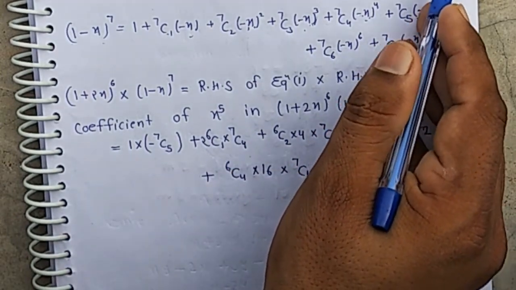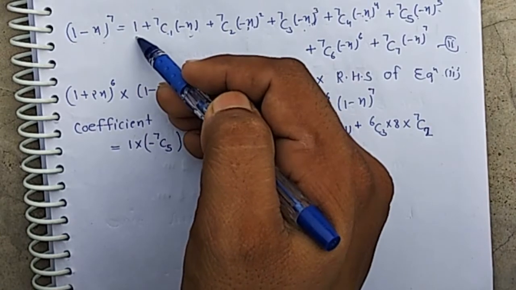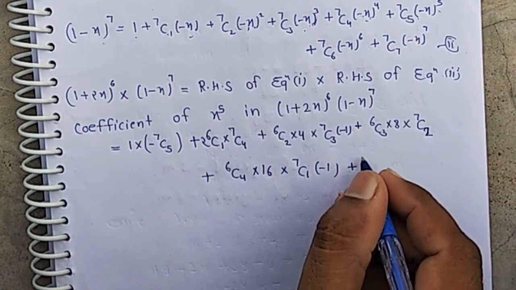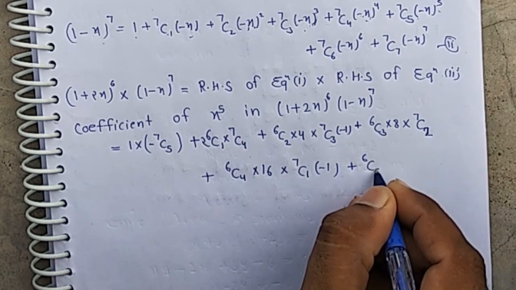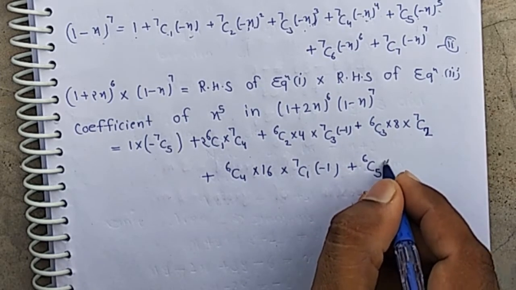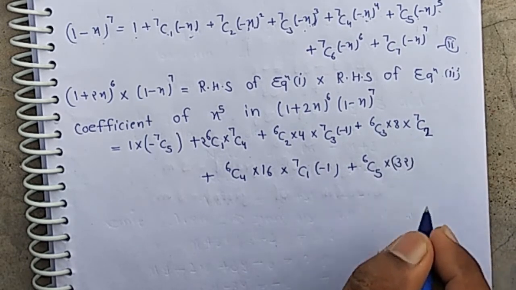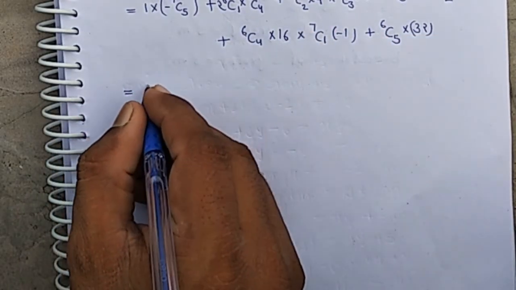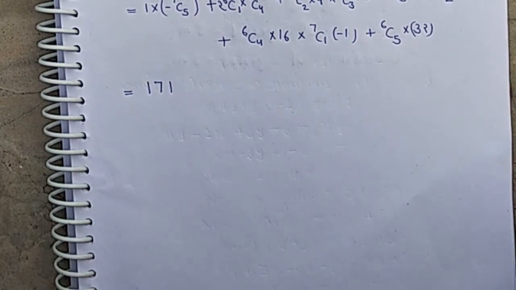And when this term x to the power 5 is multiplied by 1, we have the x to the power 5 coefficient as 6C5 into 32. On solving it, we get the required result, which is 171. It is the answer.